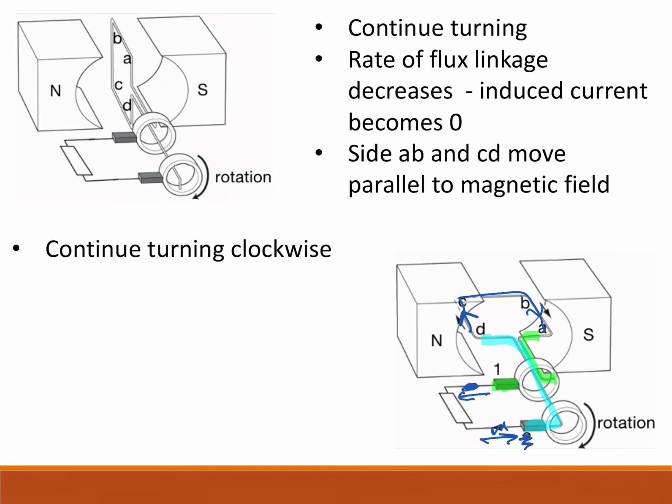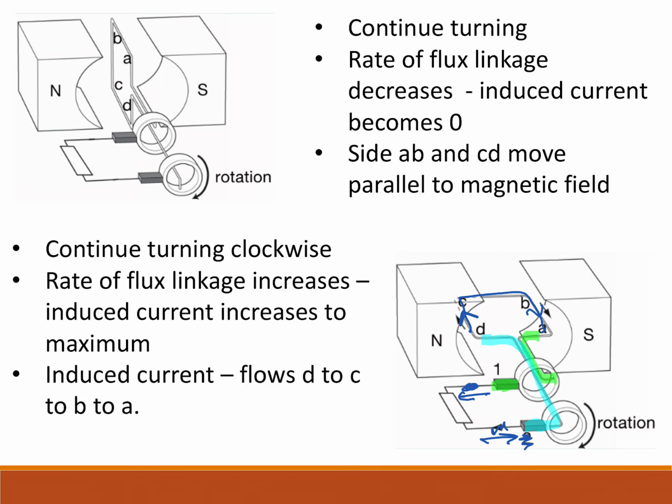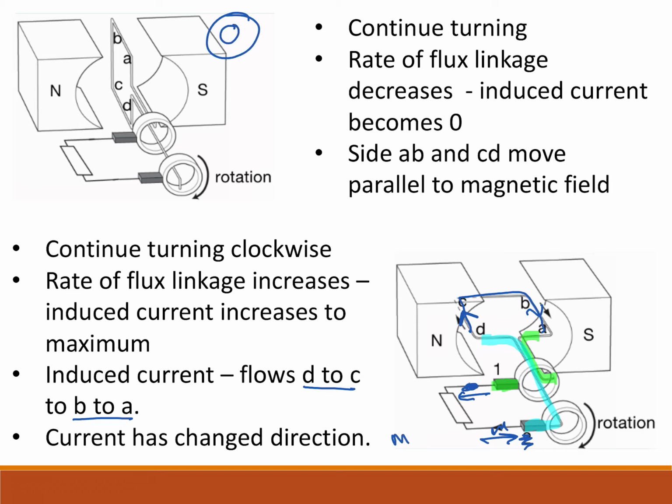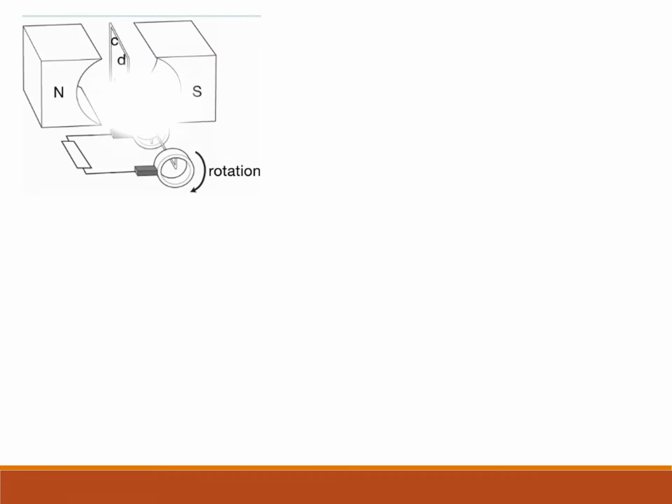Before, the current was going A, B, C, D. Now it's going D, C, B, A. It's changed direction. AC stands for alternating current. So the current has changed direction. It's alternated its direction. And it's gone from a minimum, so this is 0 current, to now a maximum current, but it's a maximum current in the opposite direction.